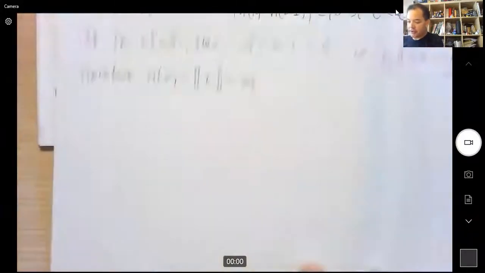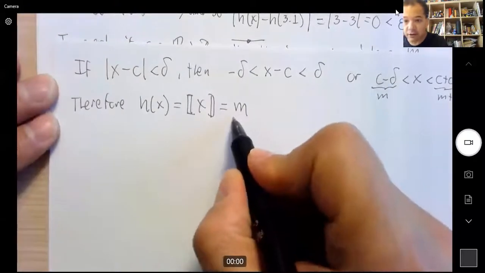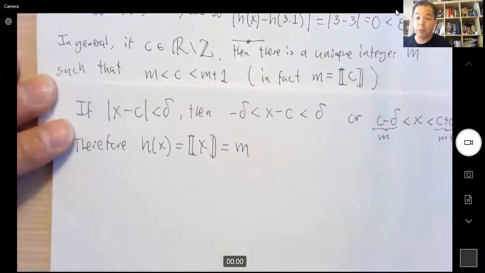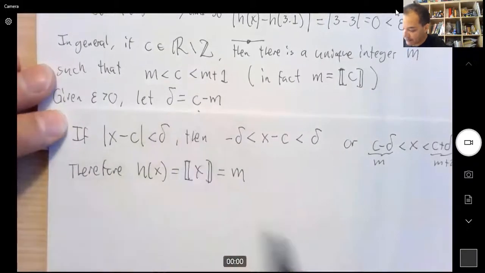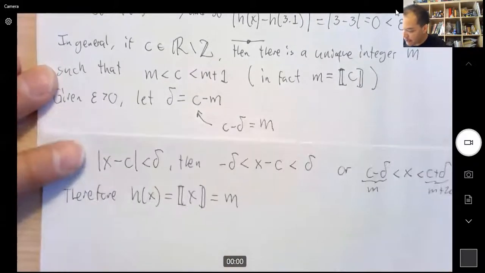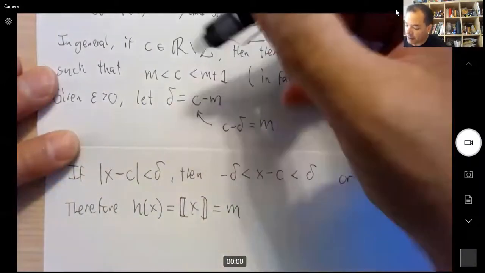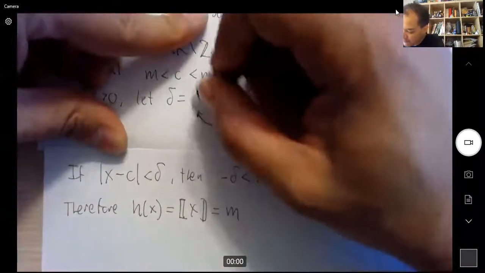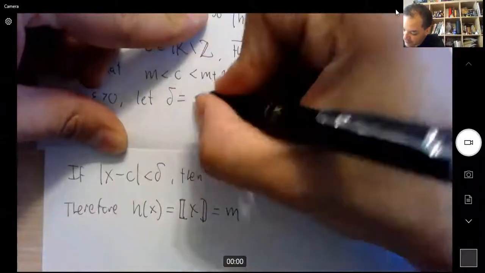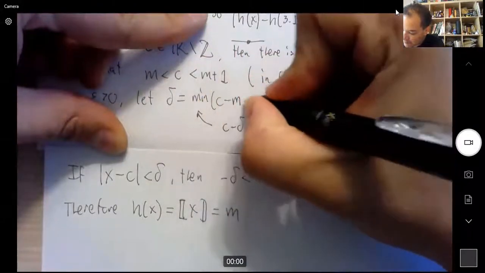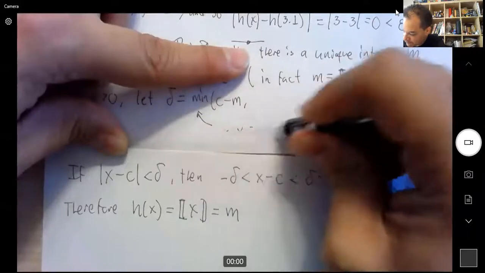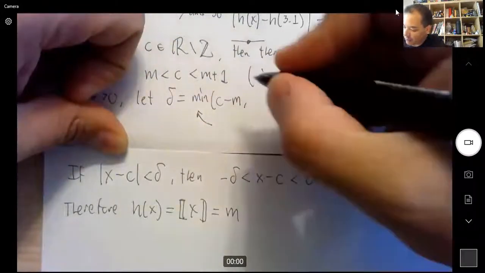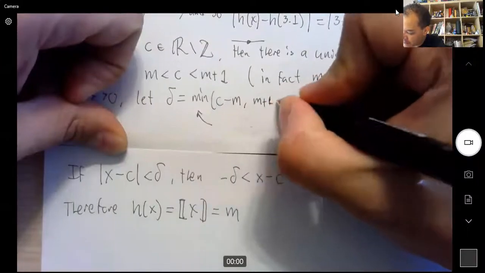Otherwise, right here, I'm actually saying a lie. This may not be correct. I mean, it works for 3.1 because 3.1 was closer to 3 than to 4. But it's not going to work here for a general number if I pick this delta. So I need to fix it a little bit. I need to pick the smaller of two numbers. So delta, let's go back, will be the minimum of c minus m, and m plus 1 minus c.